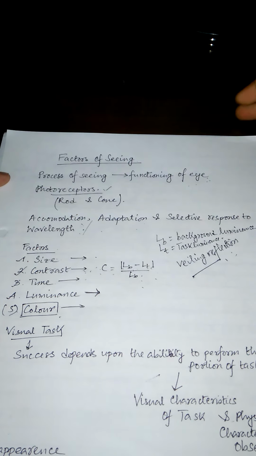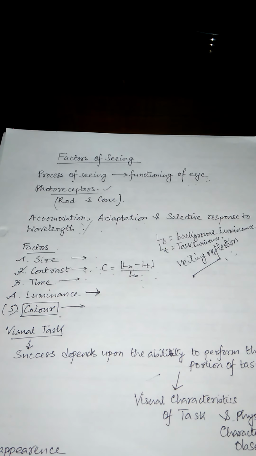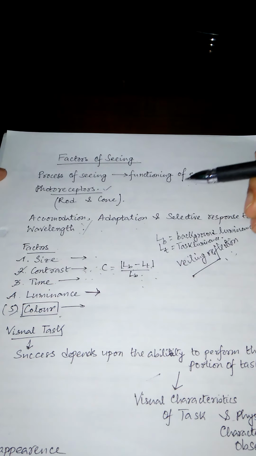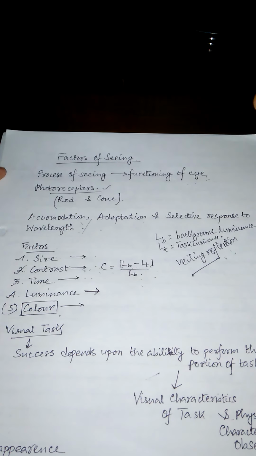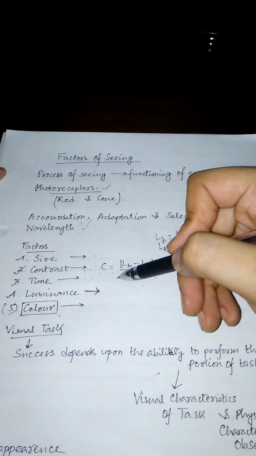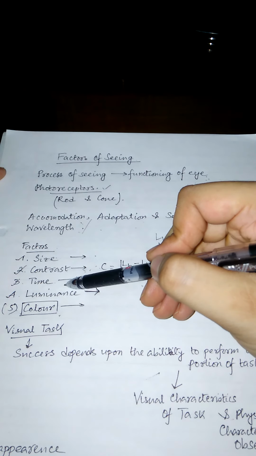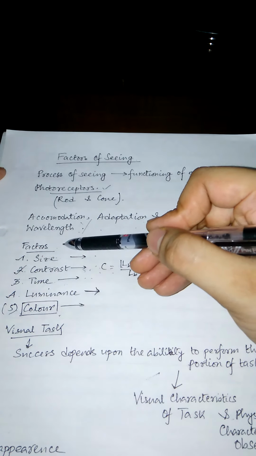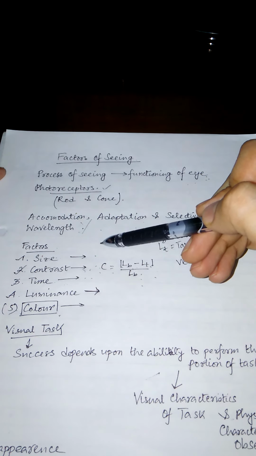Another thing is time. Suppose there is a screen that comes in front of our eye, but it disappears very quickly. Then we cannot see the object properly because it disappears so quickly. But if that particular screen appears and persists for a long time, then obviously we can see the object properly. So this time factor is a very important factor when we consider seeing.